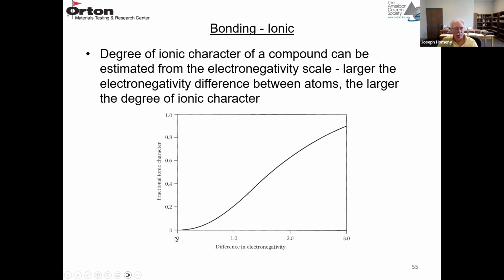So this is a plot of fractional ionic character going from 0 to 1, or 0 to 100%, and then the difference in electronegativity going from 0 to 3. So as you go higher in the electronegativity difference, you're increasing the ionic character. So the larger the electronegativity difference between atoms, the larger the degree of ionic character. And likewise, the smaller the electronegativity difference, the larger the covalent character.